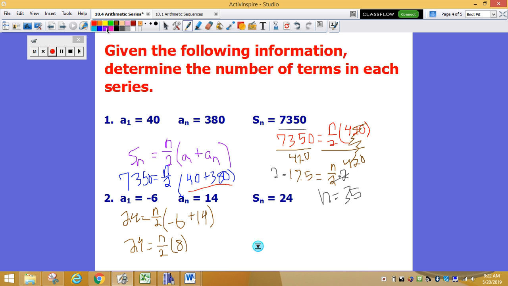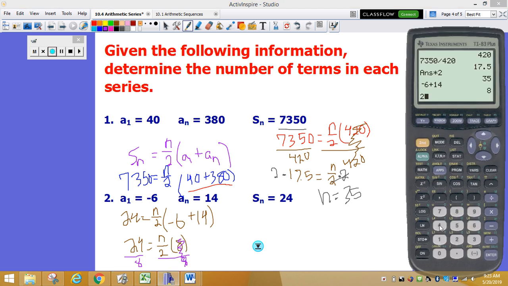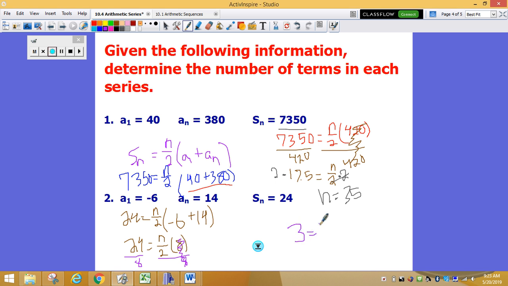I need to move that 8, and they're multiplying. The opposite of multiplying is dividing, so I'm going to divide both sides by 8. So these 8's cancel. So I get 3 equals n divided by 2. Now I need to move that 2, so I'm going to multiply by 2 on both sides. These cancel, and n equals 6. 2 times 3 is 6. So for this series, I summed up the first 6 terms to get 24.